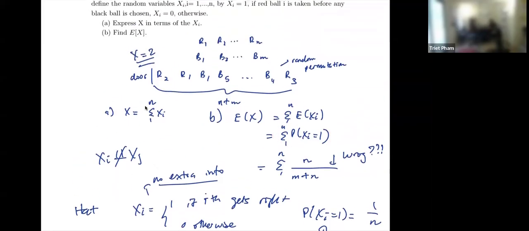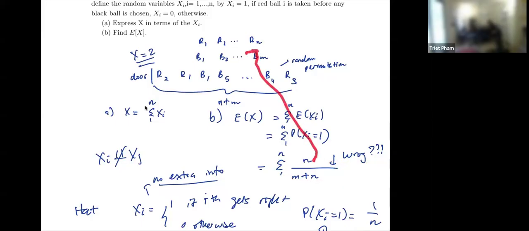Because from the ith red ball's point of view, it has no information about what happens to the other reds. It doesn't know if the other reds have been picked out before the black or not. Does that make sense? But when I say I think this number may be wrong, it is this.